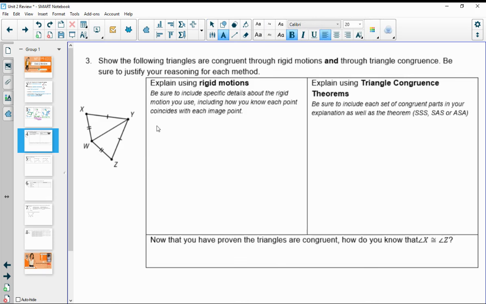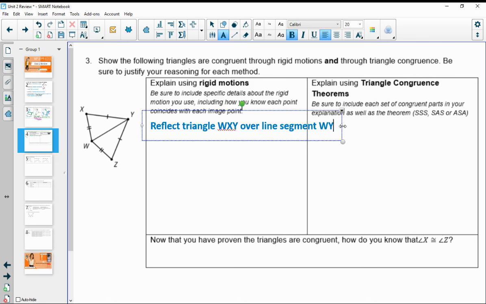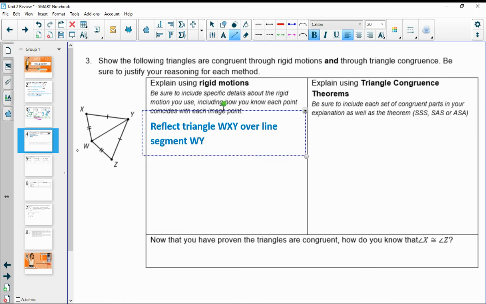So explain using rigid motions. Remember, rigid motions is where we're going to be using reflections, rotations, and translations to show that all of the points coincide with the others. So the first thing that we're going to do is reflect triangle WXY over line segment WY. So if we take a look here, here's line segment WY. So we're reflecting WXY over this line.